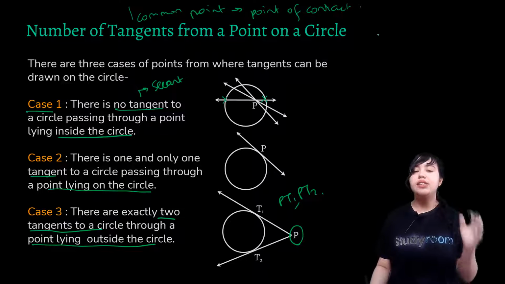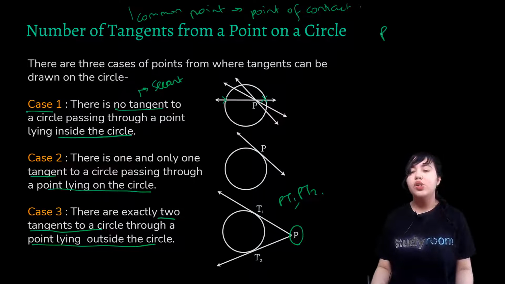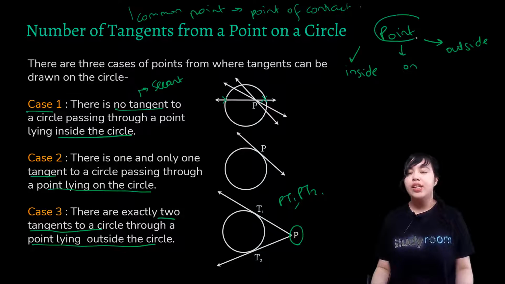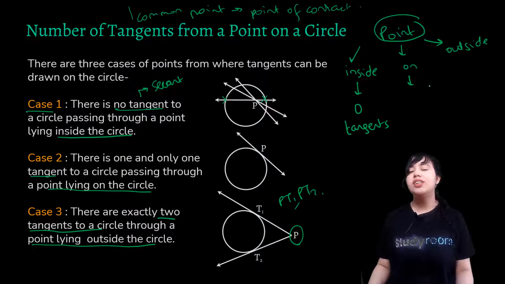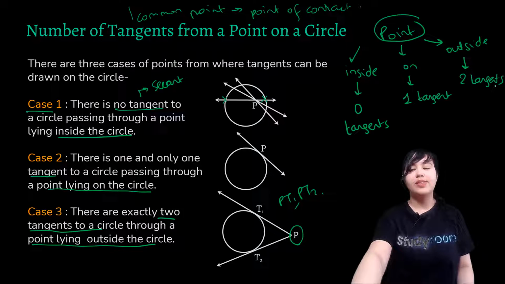So here we discussed three possibilities. If your point is inside the circle, if it is on the circle, and if it is outside the circle. You tell me, if it is inside the circle, how many tangents do we have? Zero tangents. If it is on the circle, we've seen this many times, there is only one tangent. And this is something new. If we have an external point, then how many possibilities are there to get the tangents? There are only two tangents which are possible to the circle now. You can remember this flowchart.